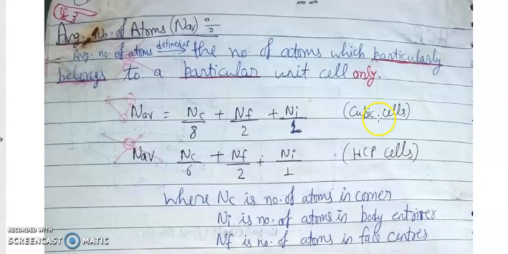For cubic cells, which are body centered cubic cell or face centered cubic cell, meaning for BCC and FCC, the first formula will work, and for HCP, which is hexagonal close pack cell, the other formula will work. Now let's see the nomenclature in this formula. N_av is the average number of atoms which we have to calculate, where N_C is the number of atoms in corner, N_I is the number of atoms in body's interior, and N_F is the number of atoms in face center. Let's see how we can calculate the average number of atoms in cubic cell and HCP cells.